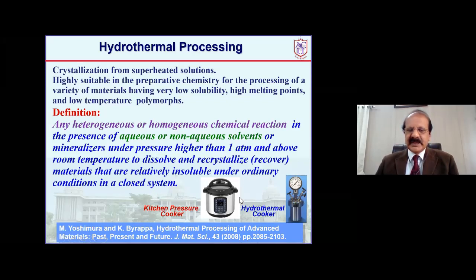This is a kitchen pressure cooker. And this is a laboratory hydrothermal pressure cooker, you can say. We call it a hydrothermal autoclave. Even in hospitals, we commonly use autoclaves, where the same pressure cooker principle is used to create high pressure and high temperature to sterilize. The same principle is used. The only difference between the two is that when the pressure is very high, it is released, the weight kept here will pop up and release the pressure, and the weight then will go down.